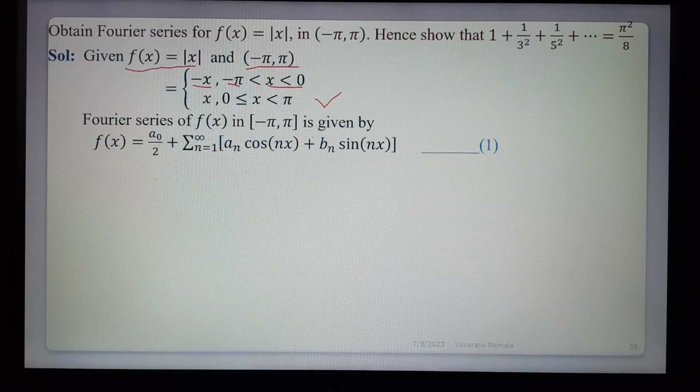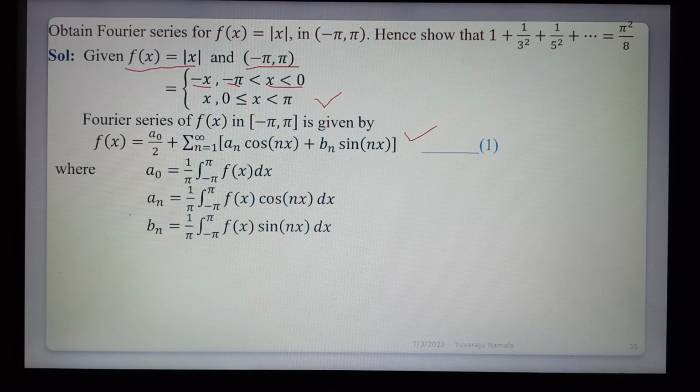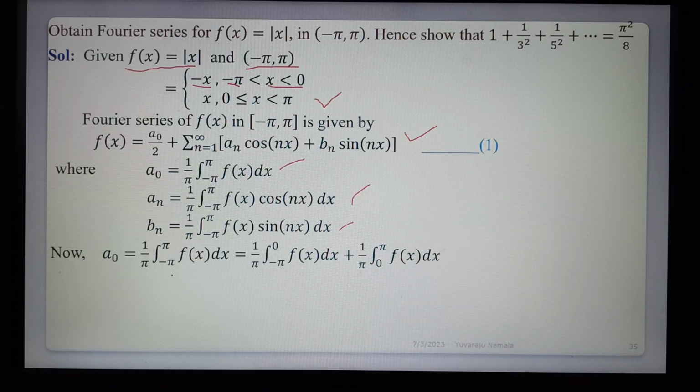Now we find the Fourier series of the function |x| in the interval (-5, 5). The formula is given, where a0, an and bn are the coefficients. First, finding the a0 value. a0 = 1/5 ∫ from -5 to 5 of f(x) dx. But the given function f(x) is defined in two cases, -5 to 0 and 0 to 5, so the integral can be separated into two integrals: 1/5 ∫ from -5 to 0 f(x) dx plus 1/5 ∫ from 0 to 5 f(x) dx.